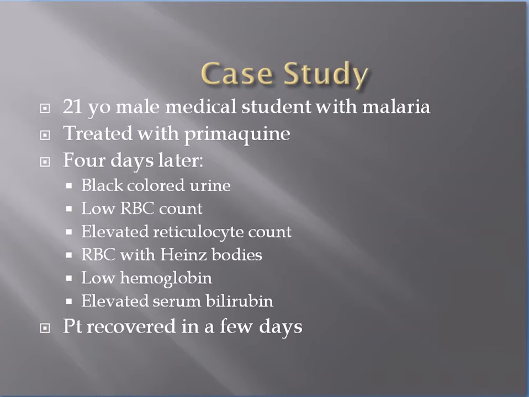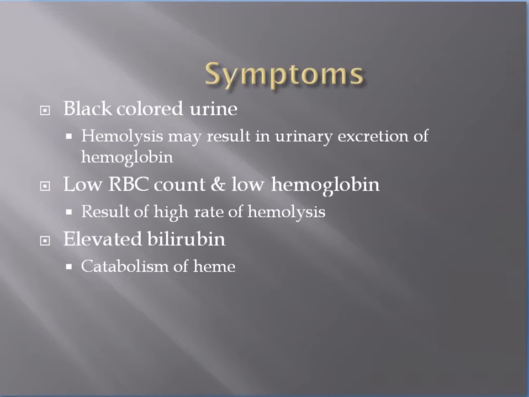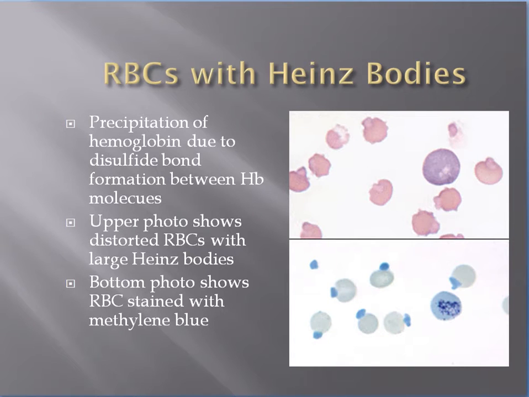One case study you can look at is a 21-year-old medical student with malaria treated with primaquine. Four days later: black-colored urine, low RBC count, elevated reticulocytes, RBCs with Heinz bodies, low hemoglobin, elevated serum bilirubin, and PT recorded in a few days. Black-colored urine occurs because hemolysis may result in urinary excretion of hemoglobin. Low RBC count and low hemoglobin result from a high rate of hemolysis, and bilirubin is elevated from heme catabolism. Heinz bodies are caused by precipitation of hemoglobin due to disulfide bond formation between hemoglobin molecules.